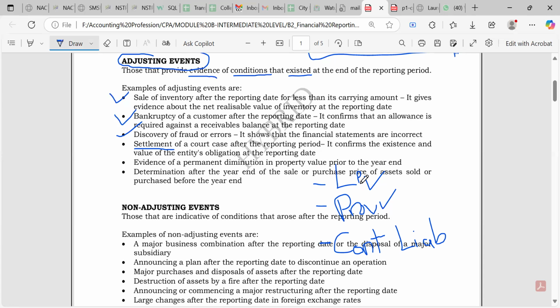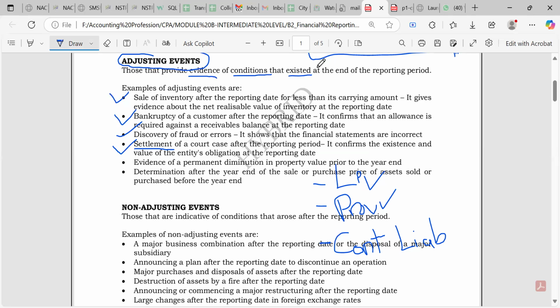So, at the year end, we already had this issue, but we are not sure of the amounts, right? We say it is an adjusting event because we have just had more and complete information about something that was already existing at the year end. That's why it confirms the existence and the value of the entity's obligation at the reporting date. So simply speaking, that's why I told you to stick to these three things.